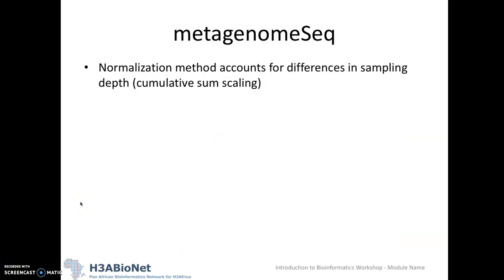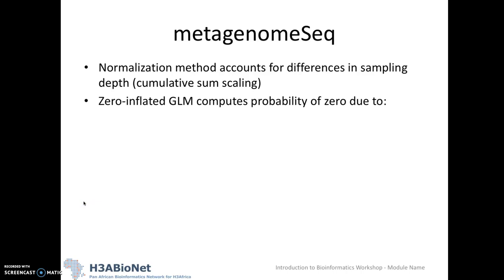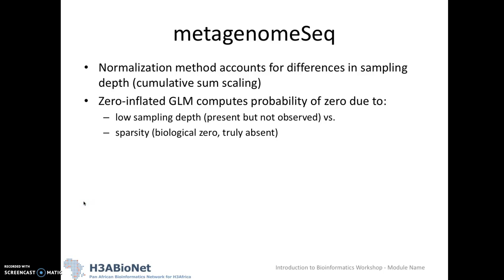metagenomeSeq uses a normalization method that accounts for differences in sampling depth called cumulative sum scaling. So these scaling factors are included in the generalized linear model, which computes the probability of zeros due to either low sampling depth, where the ASV might be present in reality but not detected by sequencing, or sparsity, where the ASV is truly absent. So in metagenomeSeq, we can also include covariates, which is great if you have a confounding factor that you'd like to account for in your study.